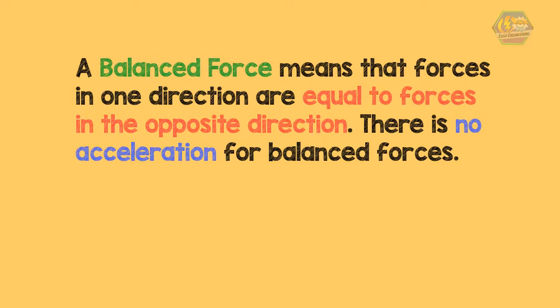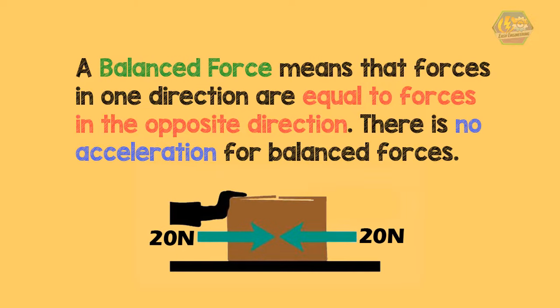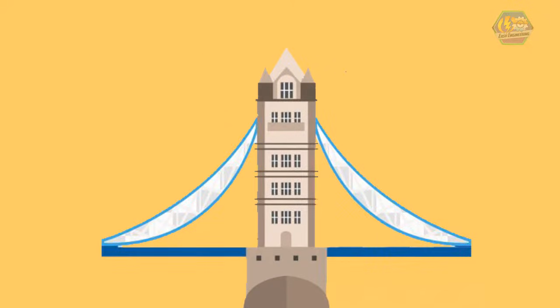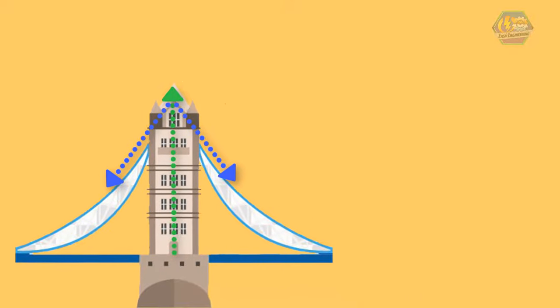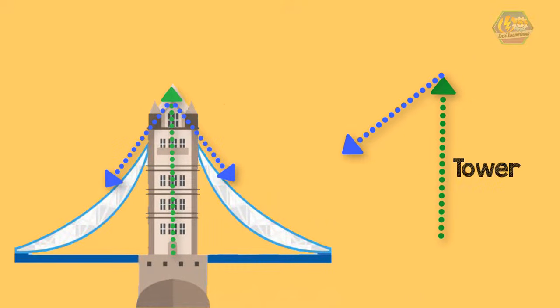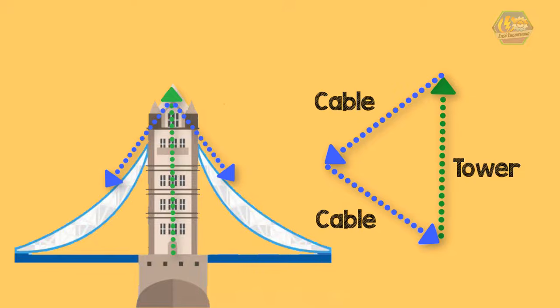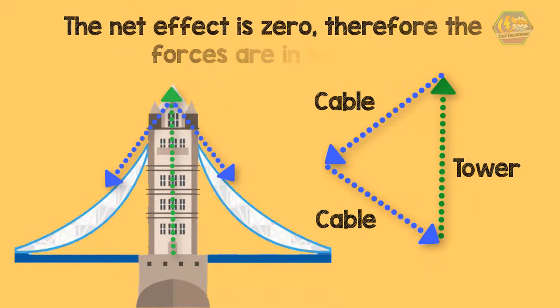A balanced force means that forces in one direction are equal to forces in the opposite direction, which means there is no acceleration for balanced forces. Take this for example. Picture a bridge. The forces are in balance at the top of this bridge tower. The cables pull downwards equally to the left and right, and that is balanced by the tower's upward push. We can model the forces like this. By putting them head to tail, we see they close back on themselves, meaning the net effect is zero. Therefore, the forces are in balance.